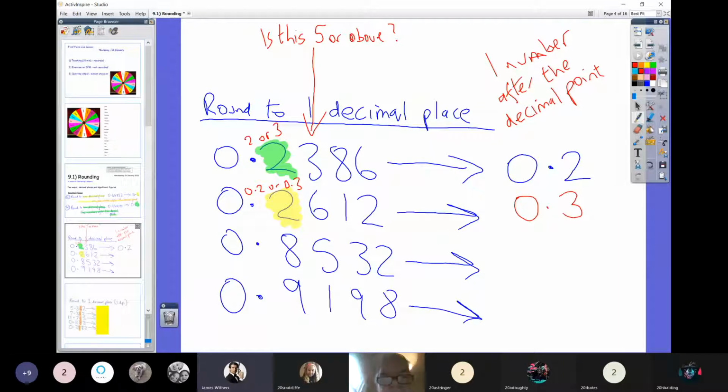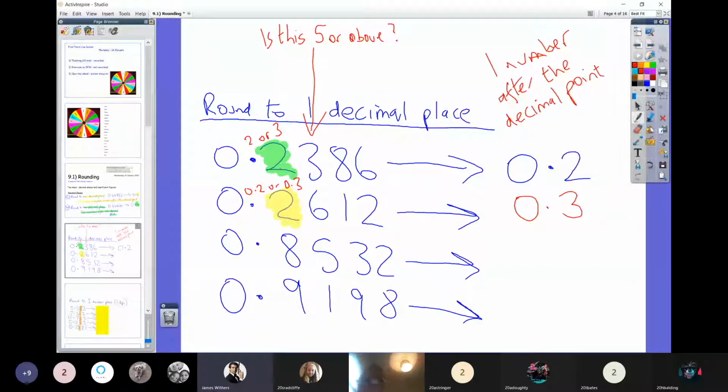And that kind of makes sense, if you think about it. 0.2386 is closer to 0.2 than it is to 0.3. However, 0.2612 is closer to 0.3.